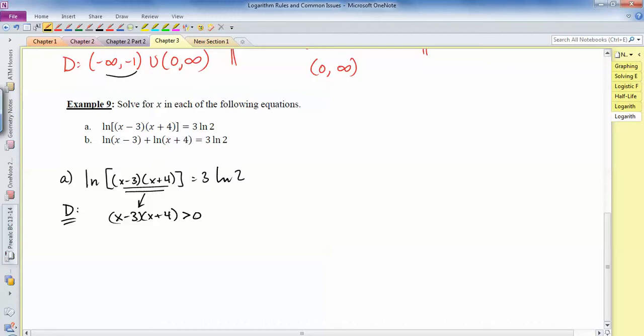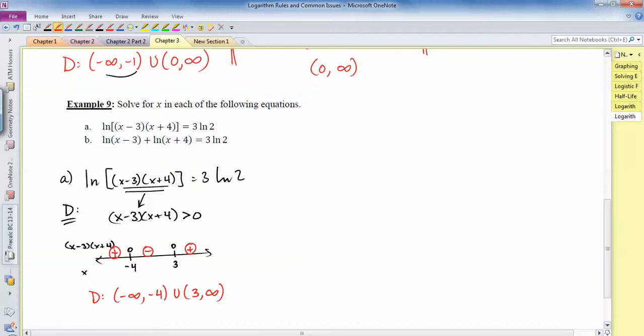Since this is a quadratic, we would end up needing to look at a sign chart for it. The zeros on this sign chart, (x minus 3)(x plus 4) is what we're testing, and we're plugging in x's. The zeros would be at -4 and at +3. If you plug in test points, you get positive, negative, positive. So the domain is going to be -infinity up to -4 union 3 up to infinity. Okay, so there's one part.